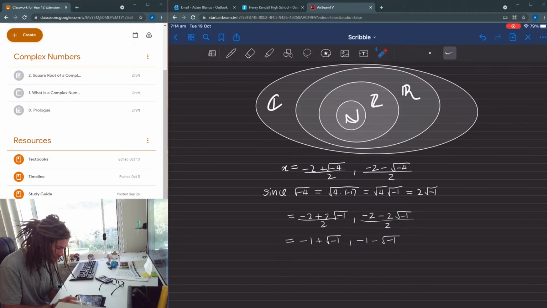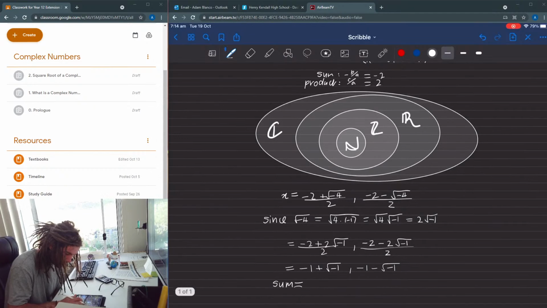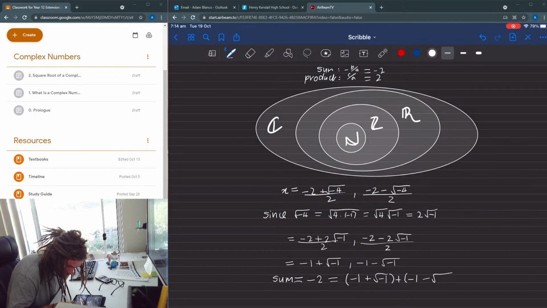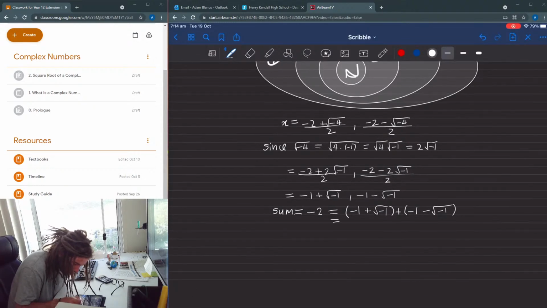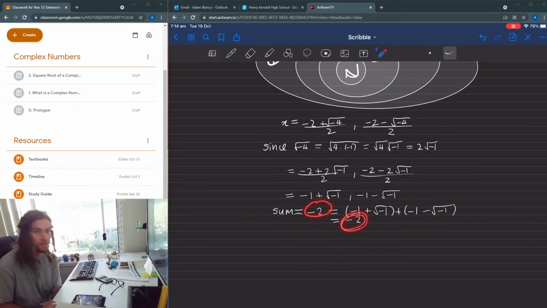Let's investigate why the sum and the product actually make any sense. So I know that the sum up here was equal to -2. Now, let's think about that. If I add these two, -1 plus root minus 1 plus -1 minus root minus 1, that's equal to -2, and then plus that and minus that, they're going to cancel, and what I'm left with is -2. -2 equals -2. That's interesting. So what I'm left with makes sense.